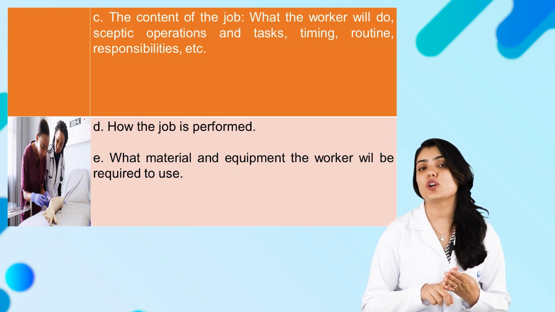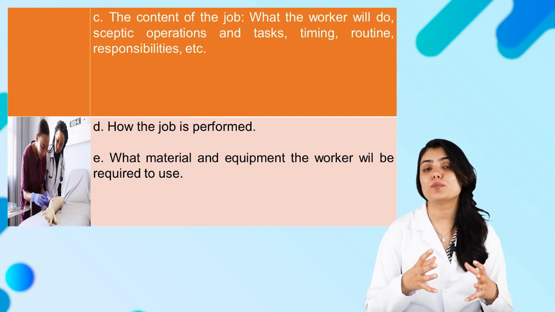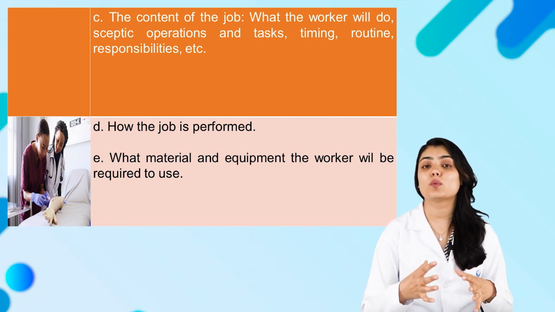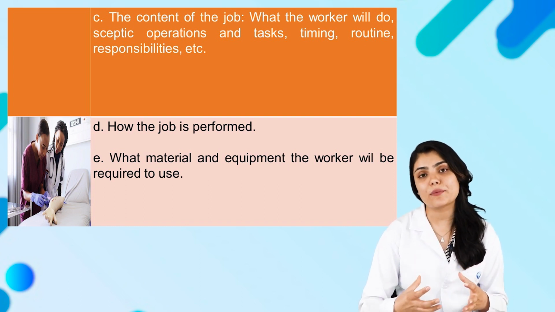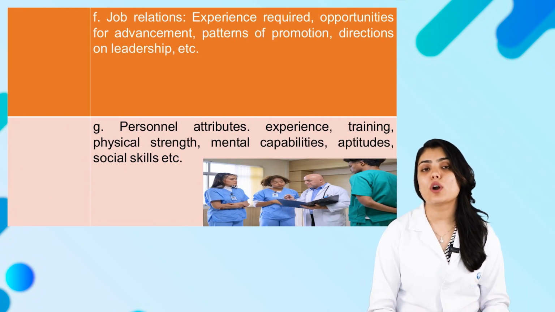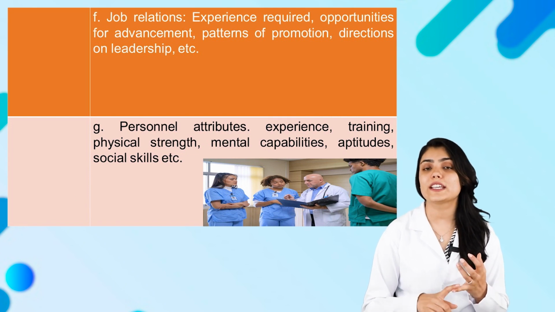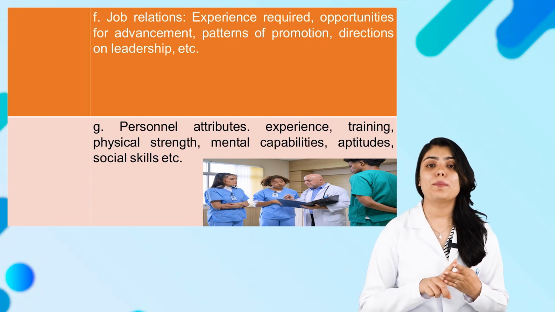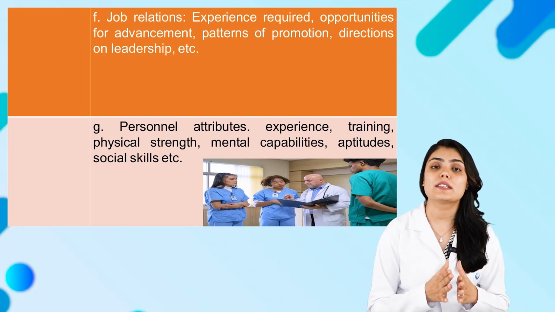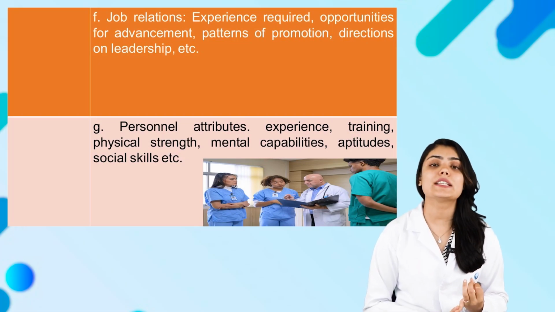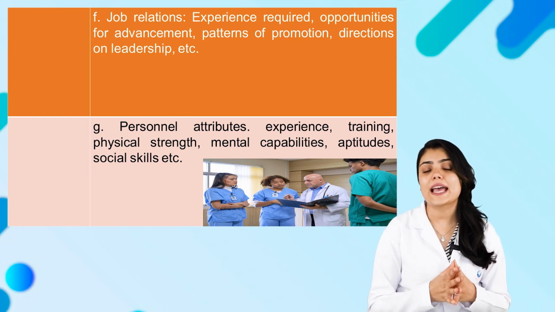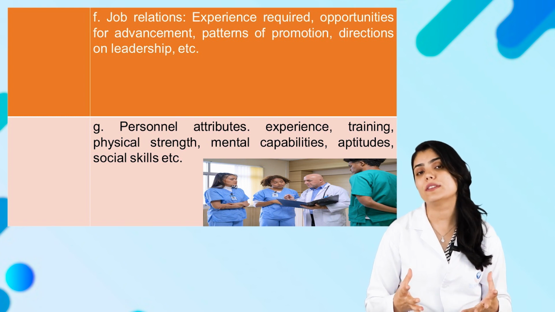The fourth thing that a job analysis will have is how to perform the job. The fifth thing is the different materials that are required in order to perform the job. The sixth one is the job relation, which includes the experience, the qualification, the pattern of promotion, directions, etc. And finally, the last one is the personal attributes, which include the attitude, the capabilities, social skills, mental ability, as well as physical strength of the candidate.